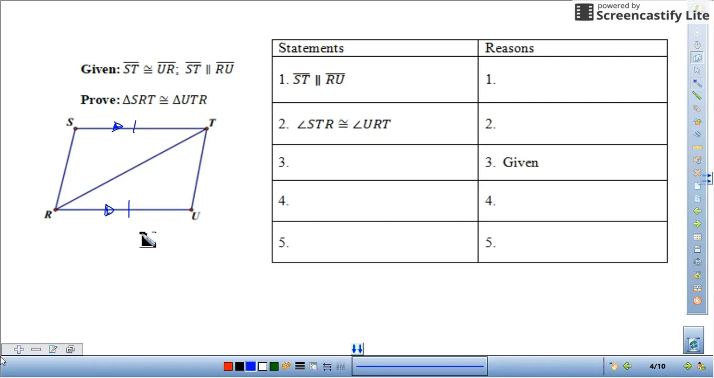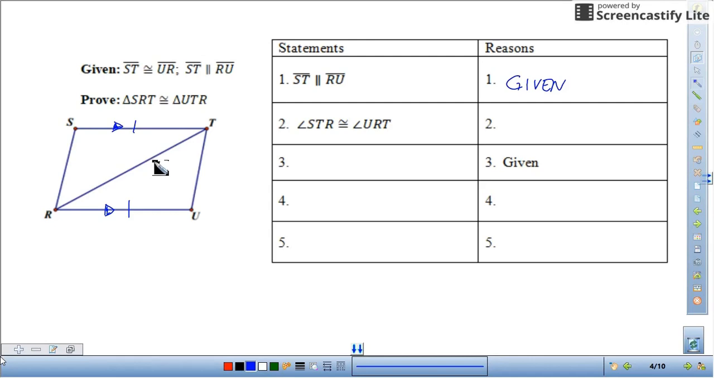So when looking at this, let's head over here to our proof, and we see our statement. So we see that ST is parallel to RU. Well, that is something that's just given to us. So let's go ahead and justify that as our given. You can see the next statement in our proof is saying that angle STR is congruent to angle URT. So we see that STR is congruent to URT.